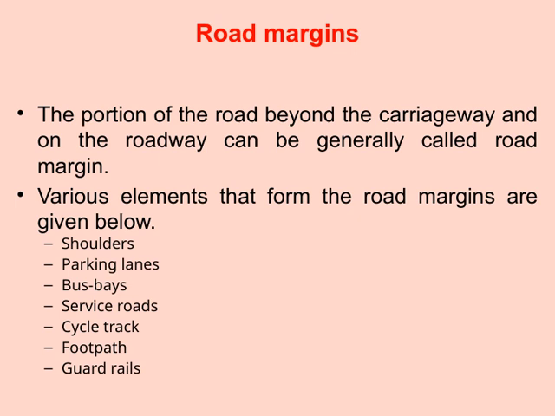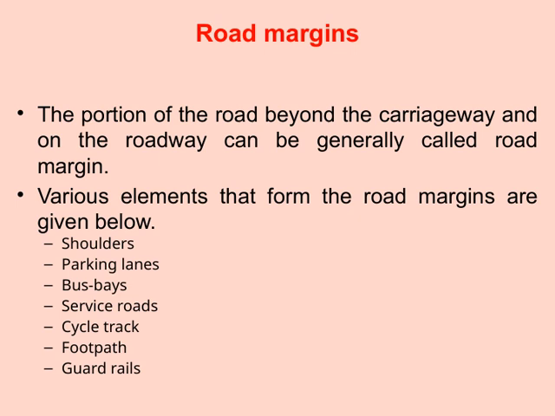These areas play a crucial role in the overall safety and functionality of the road. Various elements make up the road margins, and I'll walk you through some of the key ones. First, we have shoulders, which provide extra space for vehicles to pull over in case of emergencies or breakdowns. Then, there are parking lanes, designated areas for vehicles to park safely alongside the road. Next, we have bus bays, which are specially designed to allow buses to stop without obstructing the flow of traffic.